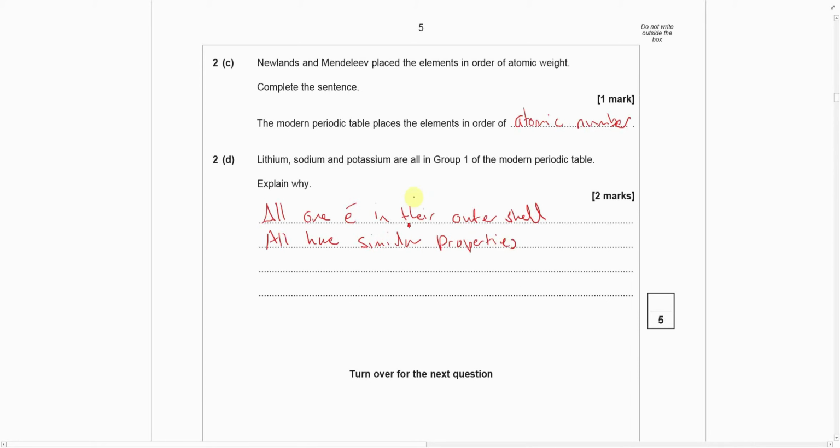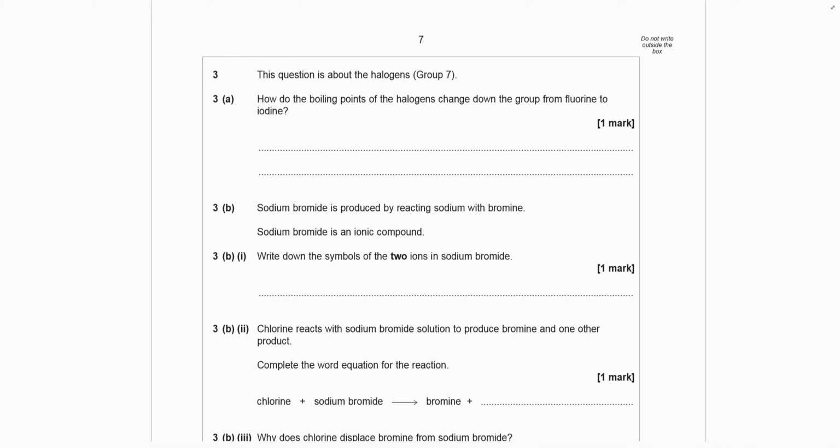Question 3. This is about the halogens, group 7. How do the boiling points of the halogens change down the group from fluorine to iodine? What you should know, even if you don't have any basic knowledge of this topic, is fluorine is a gas at room temperature, and we know iodine is usually a solid at room temperature. So using those two things, you can deduce basically that as you go down the group, the boiling point increases. Obviously down the group it increases, but just say it in the question, so that'll give you the mark.